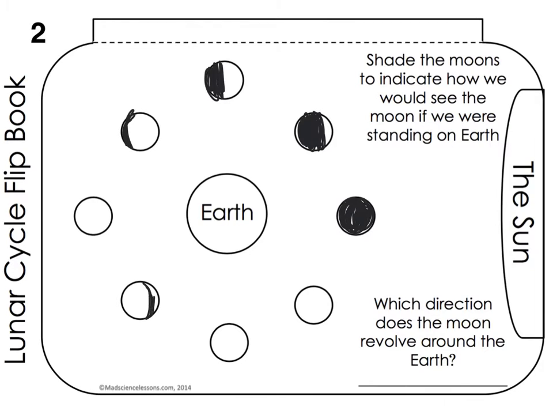Next one, it goes the opposite way. So the light grows from the right, and then it starts to shrink from the left side. So it's all going to be exactly opposite. Okay, so those are the moon phases. It says, which direction does the moon revolve around the Earth? Counterclockwise. And that's this way.